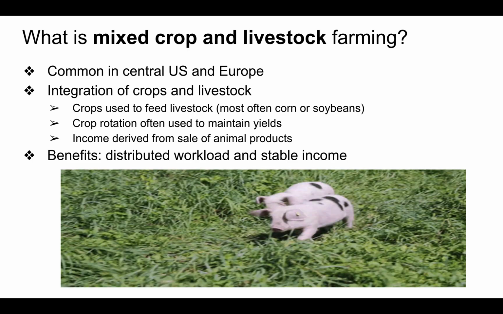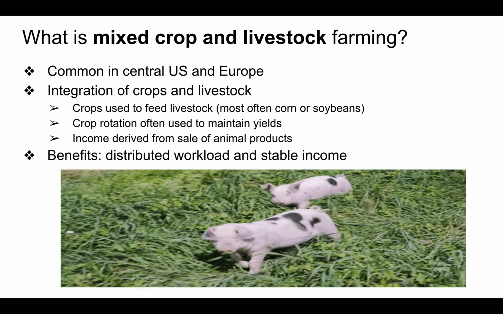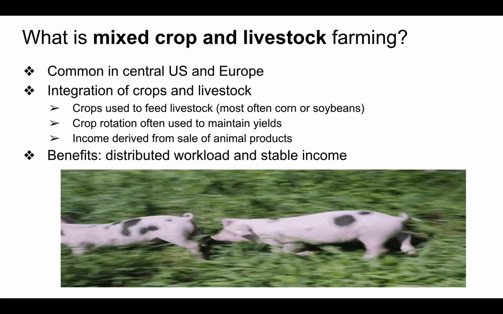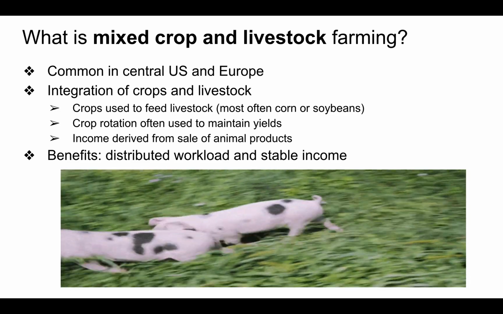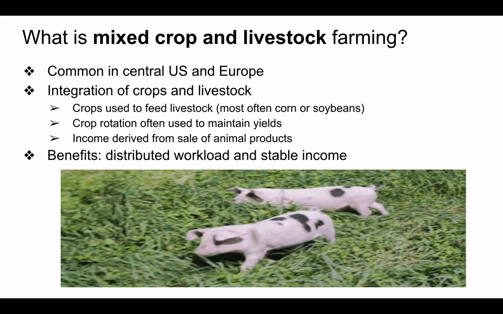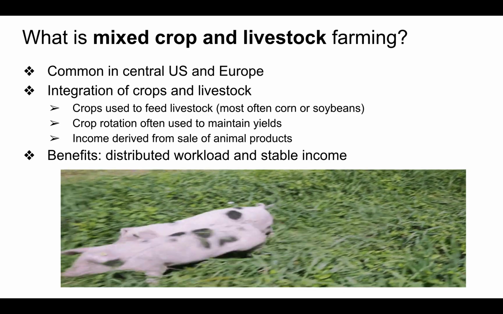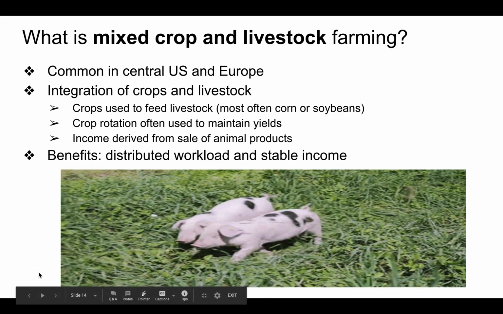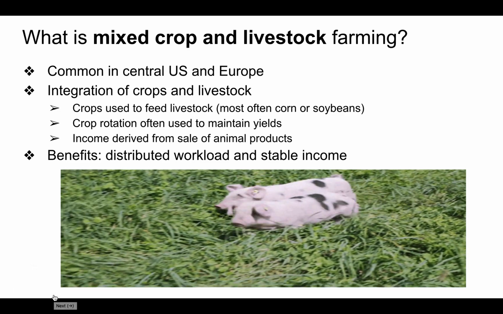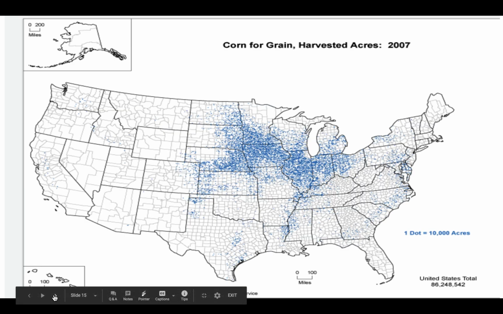I mentioned, usually corn or possibly soybeans that feeds the livestock. They will rotate the crops to maintain fertility, and they will also sell the animal products for human consumption. It benefits you with a stable income year-long, and also provides year-long work. We can see grain or corn. This is known as the Corn Belt, where we see all these dots.